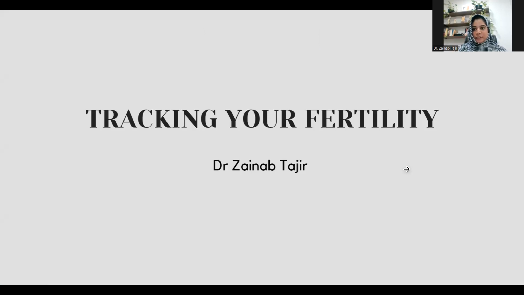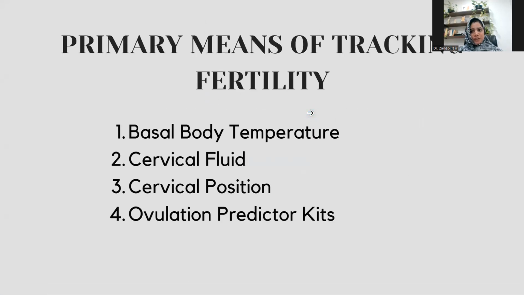Okay. So in this video, I'm going to quickly tell you what we will do to track your fertility. Now, there are 4 basic techniques that we would be using in order to track your fertility at home. The first one being your basal body temperature. The second one, your cervical fluid, then the cervical position, and the ovulation predictor kits. I'm going to quickly go through each one of these in a little bit of detail so that you understand what I am trying to tell you here.